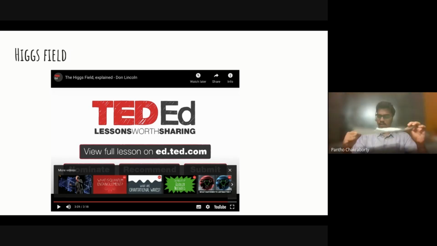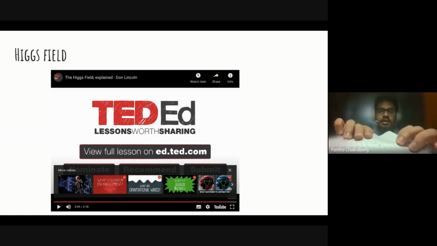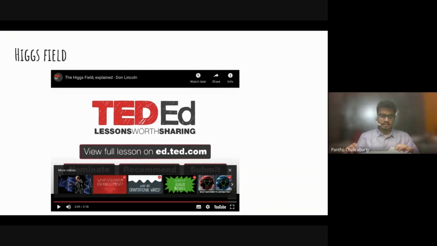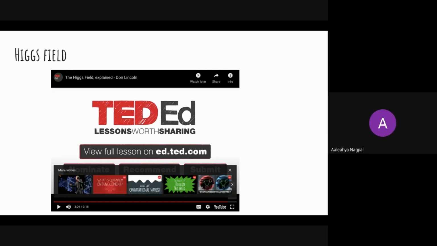Cool. Now, if I take a pen, and this is my particle, and if I puncture it, then here you can see there are lumps formed of the paper, and if the paper is equal to the Higgs field, then these lumps are basically your Higgs bosons. Okay, thanks.